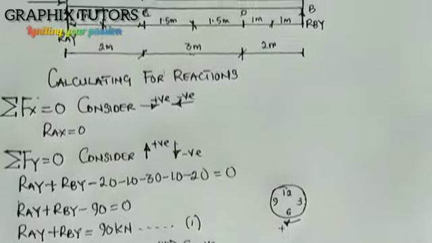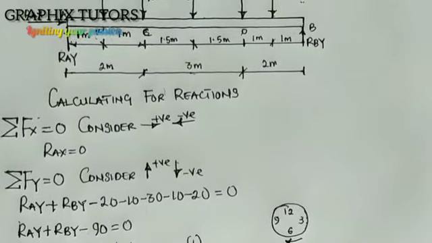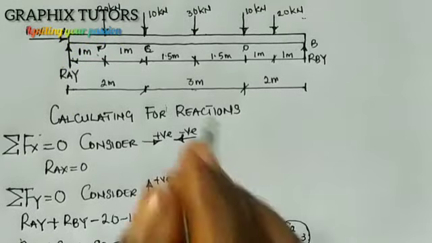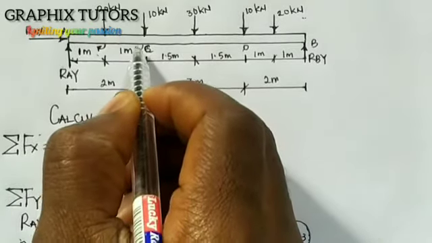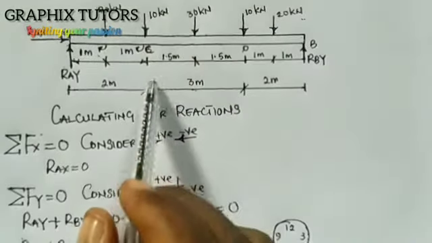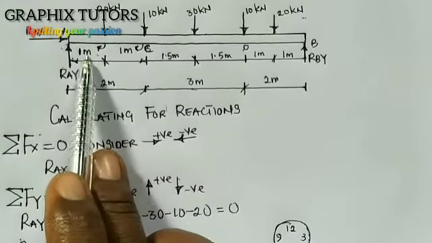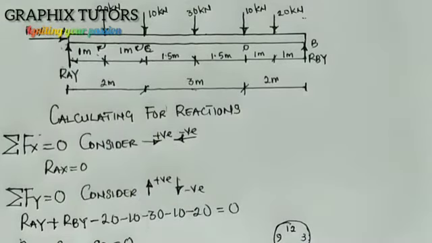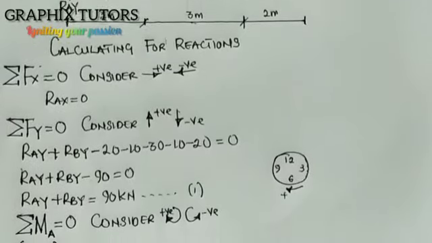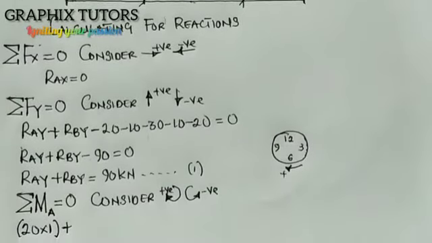The next one too follows the same procedure, and that is 10. 10 is also doing the same thing, going towards A. And the distance from 10 to A is what? 1 plus 1, and that is 2 meters. So it will be 10 times 2. So we'll go there and we'll say 10 times 2.